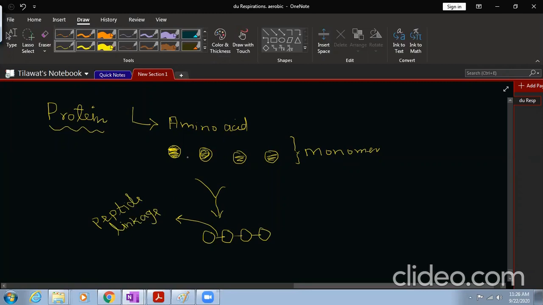When this bond is going to form, at that time, what will happen? Water will eliminate. Hydrolysis will take place. Sorry, condensation. Am I clear? So H2O, a water molecule, is eliminated: one here, one here, one here. It depends on the number of bonds. Okay. So in this case, monomers are what? Amino acids. While polymer, we have protein.